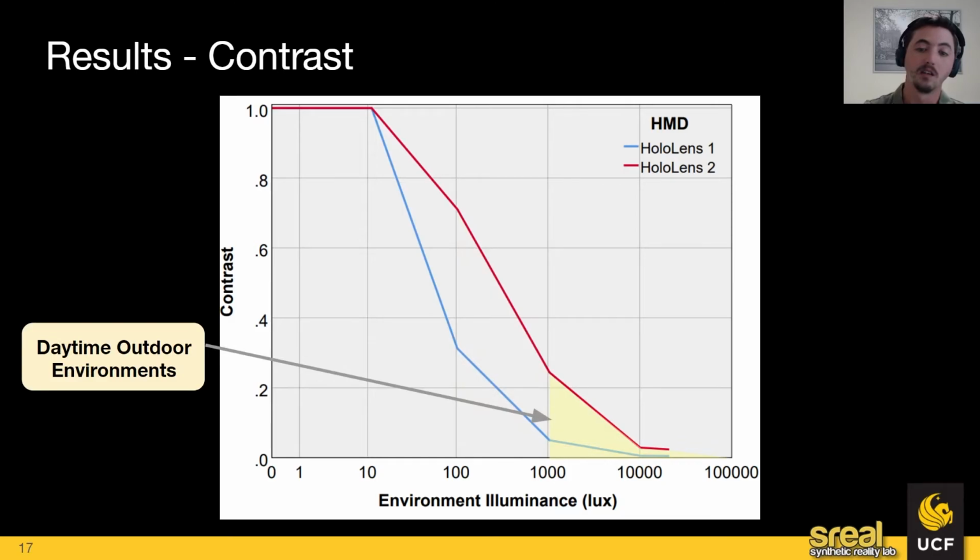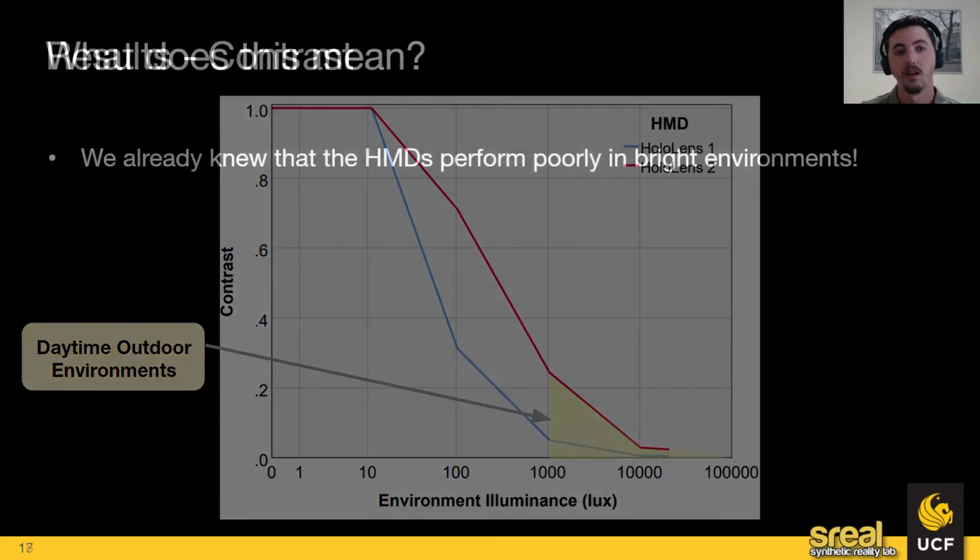Then we reach the definite trouble area here. This is the range of illuminances which correlate to very bright conditions, what you'd find outside on a summer day with the sun out, for 1,000 lux and higher. Again, these contrast levels are reducing. The HoloLens 1 reduces practically to 0, and the HoloLens 2 reduces down to about 0.05.